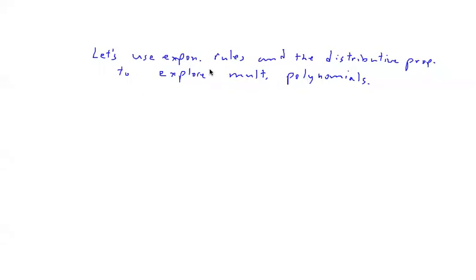So let's use exponent rules and the distributive property to explore multiplying polynomials. Now remember our exponent rules where x to the a times x to the b equals x to the a plus b, and x to the a divided by x to the b equals x to the a minus b. And then also let's remember what is our distribution property or distributive property.